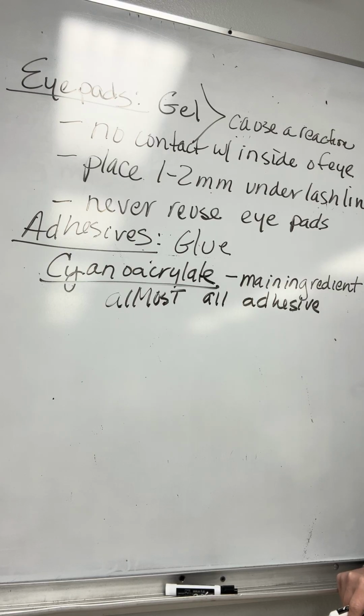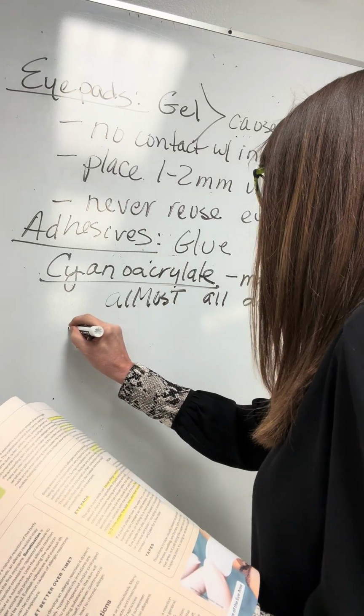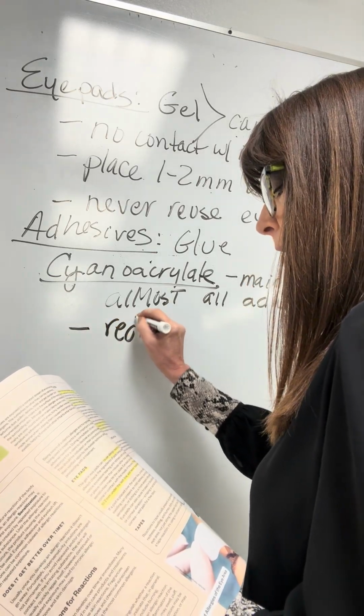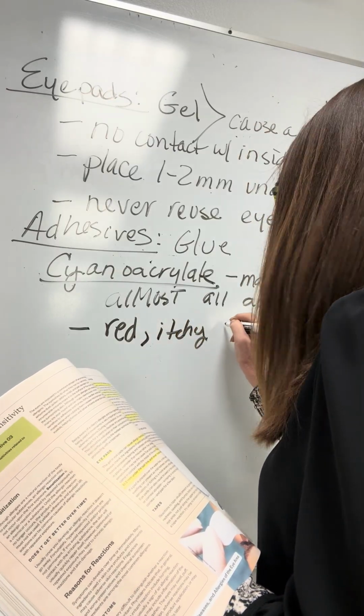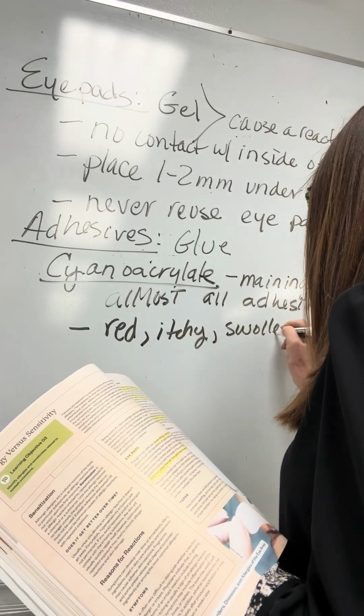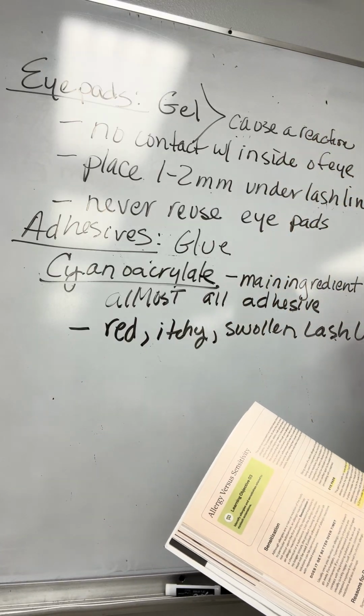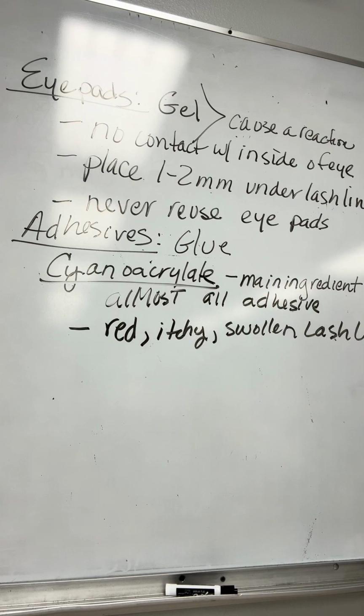So, if your client has sensitivity, they may not be able to wear these lashes. An allergic reaction to cyanoacrylate is going to look red, itchy, swollen along the lash line. It can cause heavy swelling that will even close the eyes shut. The reaction occurs even if the skin doesn't come into contact with it.